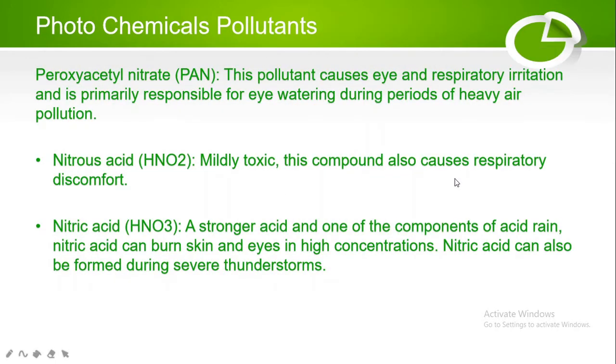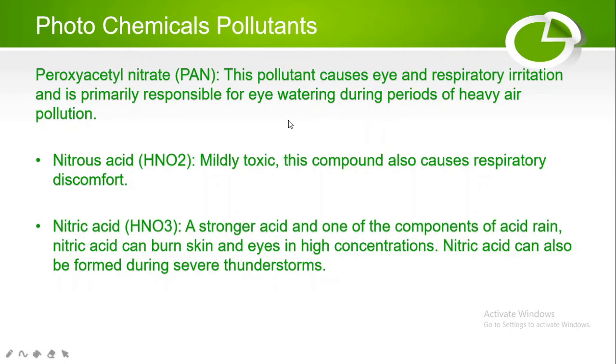So mainly the peroxyacetyl nitrate, this is PAN. This pollutant causes eye and respiratory irritation, and is primarily responsible for eye watering during periods of heavy air pollution. So you will cry without any pain. The crying is just because of the presence of the PAN.